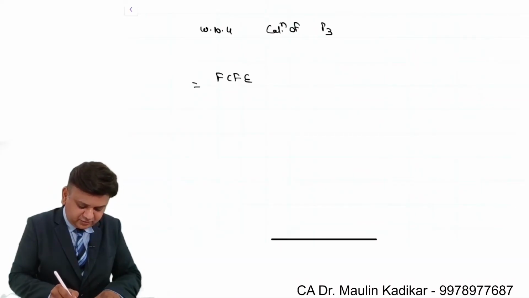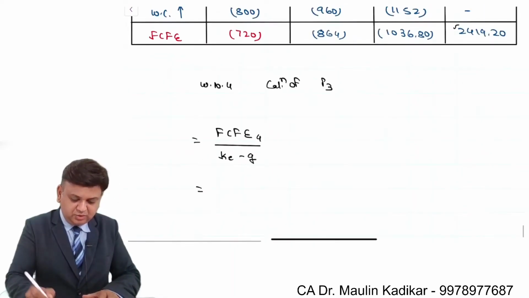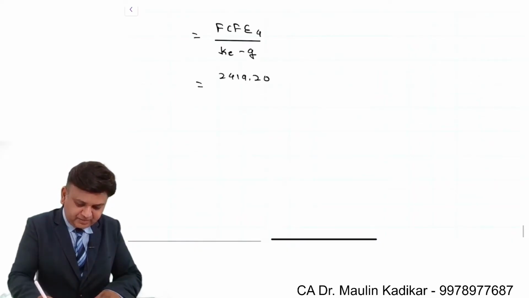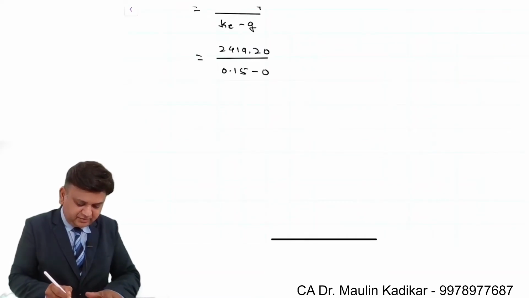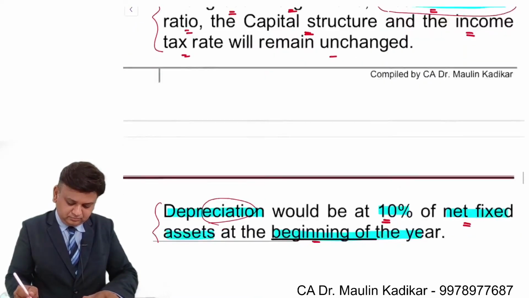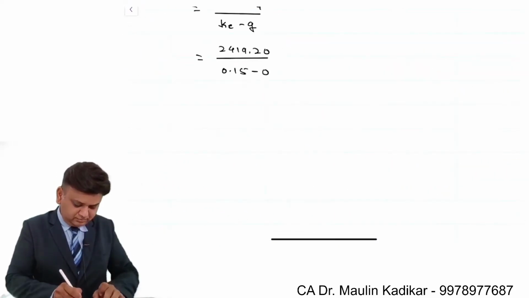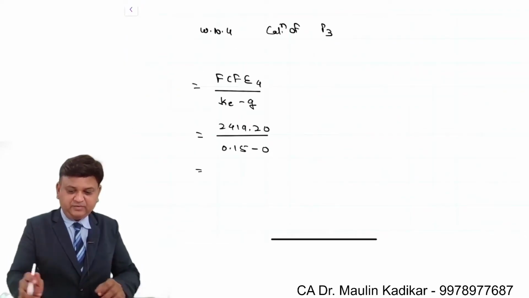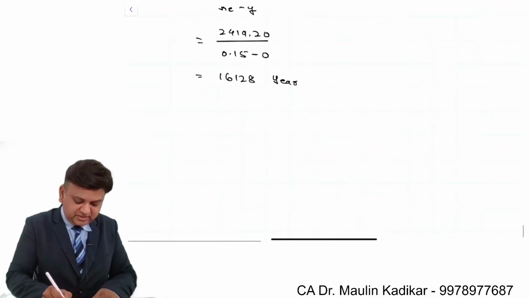So friends, we will be making calculation like this. Free cash flow for equity for the fourth year divided by K minus G. What is the fourth year cash flow? 2419.20 divided by cost of equity. What is cost of equity? That is 15%. And what is the growth rate? Growth rate is 0. Why? Because it is going to remain same from fourth year onwards for perpetuity. So the final answer would be like this: 2419.2 divided by 0.15, 16128. And this is going to be received at year 3 end.